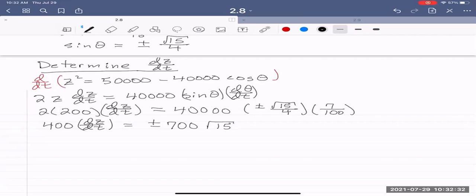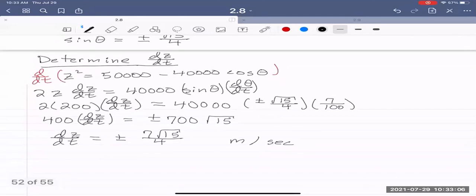Divide by 400, the hundreds cancel. So dz/dt is equal to plus or minus 7 root 15 over 4. And this is going to be in meters per second.